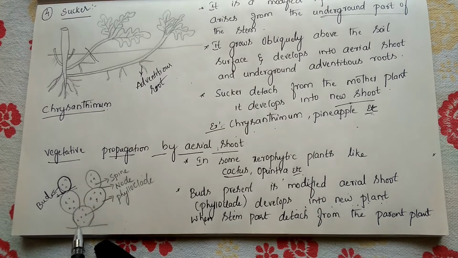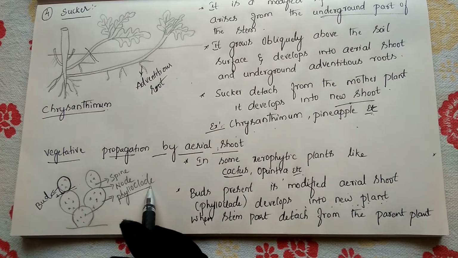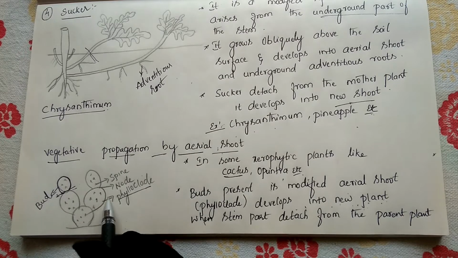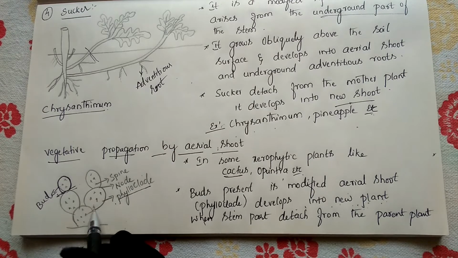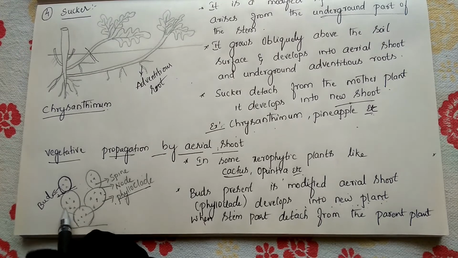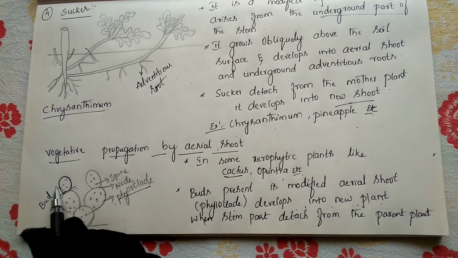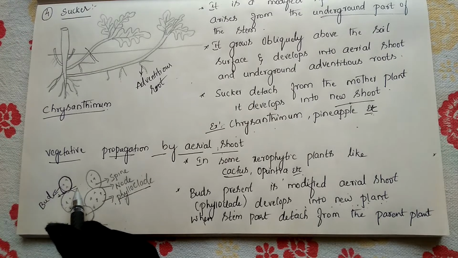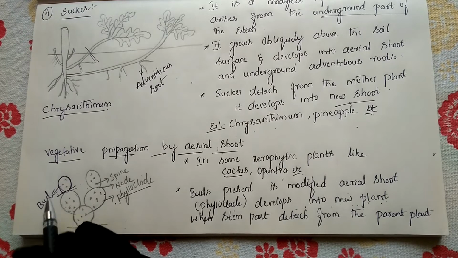You know very well that in the cactus we find a flat green colored structure. We are calling this flat green structure a phylloclade. Actually it is a stem, but that stem has modified itself into a flat green structure to perform photosynthesis. So we call this structure a phylloclade. This phylloclade will produce a bud. When this bud detaches, it will develop into a new individual.